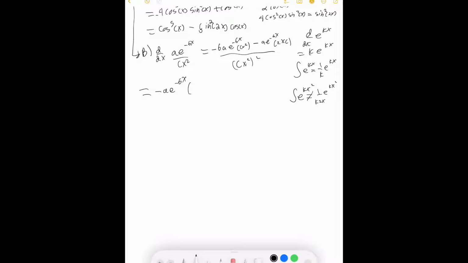You can leave it in this form if you'd like, but it's always nice to simplify. We see we have a c in every term, an x in every term. We could pull out a negative a e to the negative bx from each term, and that'll give us a simplified answer of negative a e to the negative bx times (b plus 2) over cx cubed, I believe is what we should get there.